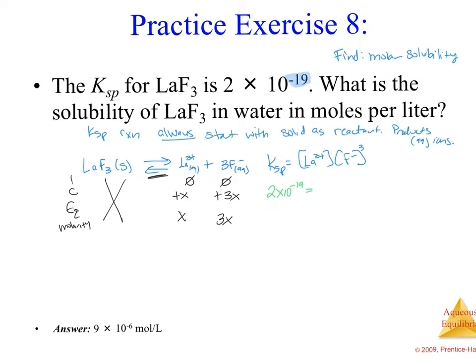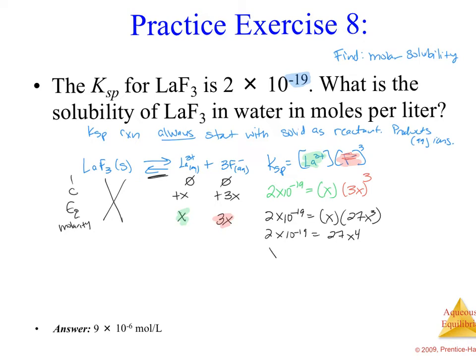And now instead of La3+, I'm going to put this x value. Instead of F minus, I'm going to put 3x. And we can't forget the cubed. And now with algebra, we can solve. So I know that 2 times 10 to the negative 19th equals x times 3 cubed, remember, is 27, x cubed. 2 times 10 to the negative 19th equals x times 27. x cubed is 27x to the 4th.